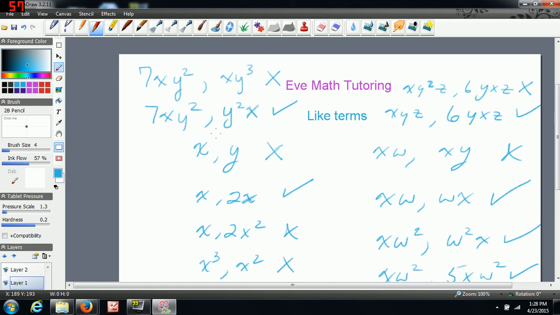So that's just a quick lesson on like terms. We are going to be doing a lesson on adding and subtracting algebraic expressions, and in that lesson we're going to cover different examples of like terms. So this is just an introduction.